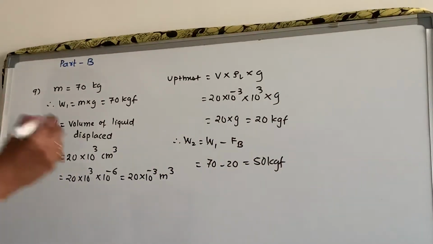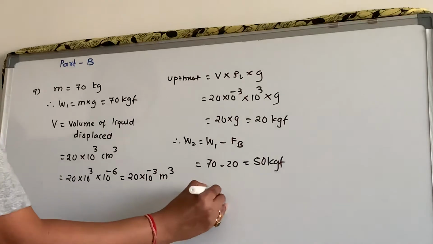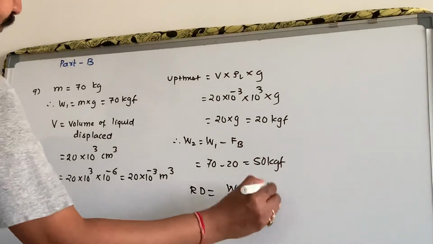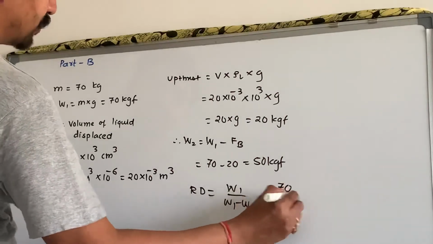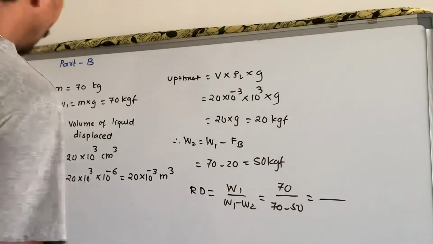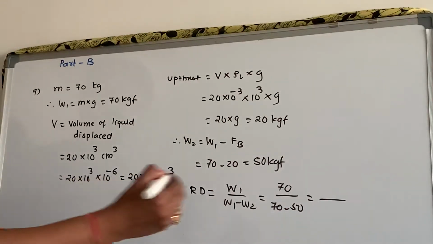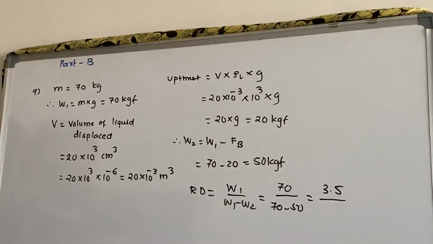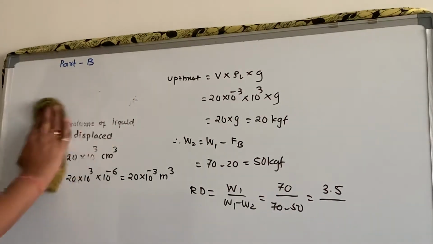And next part they want RD. So RD is equal to W1 upon W1 minus W2. W1 is 70. W1 is 70 minus 50. That if you solve this, you will get something. I think it is 3.5. Answer will be 3.5. Right? This is about 9. Now check the next sum. 10th.